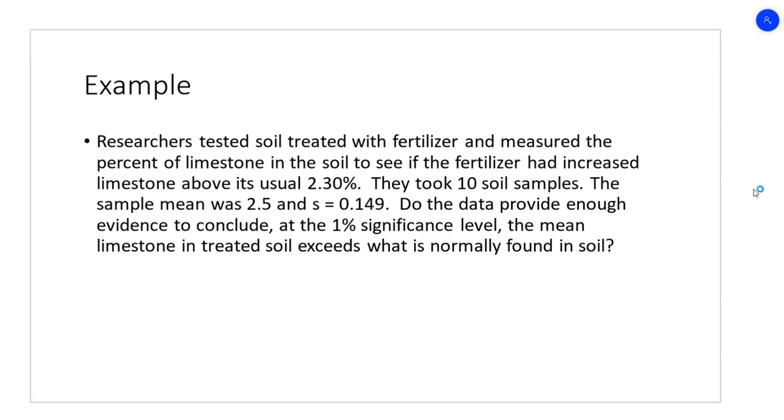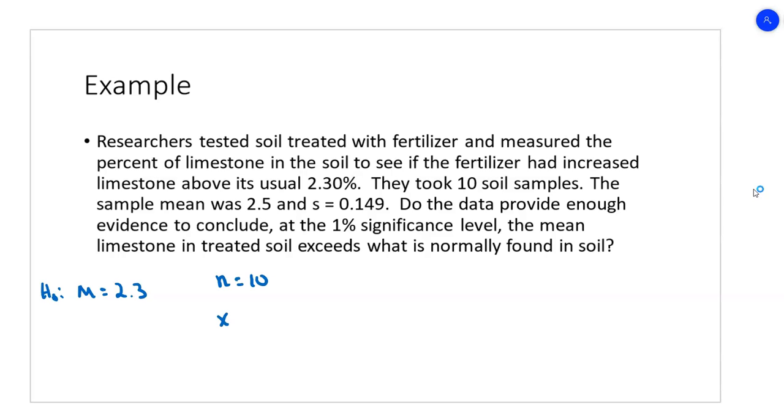All right, so let's take a look at this limestone fertilizer problem. Researchers tested soil treated with fertilizer, measured percent of limestone to see if the fertilizer had increased the limestone above its usual 2.3%. 2.3% sounds like an important number. That seems like that's the mean. Okay, so the mean for the null is 2.3. They took 10 soil samples, so n is 10.